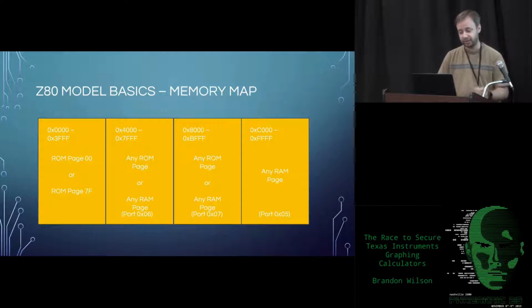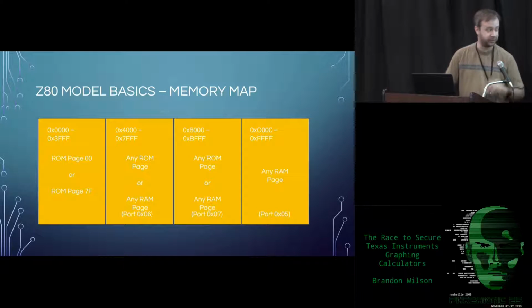As you can see, the last 3 banks all have I/O ports that control what page is swapped in. So if you want to swap ROM page 1 into the second bank, you just write a 1 to I/O port 6. That's the second box there. Or if you want to swap RAM page 81 into the third bank, you write 81 to I/O port 7, which is the third bank there.